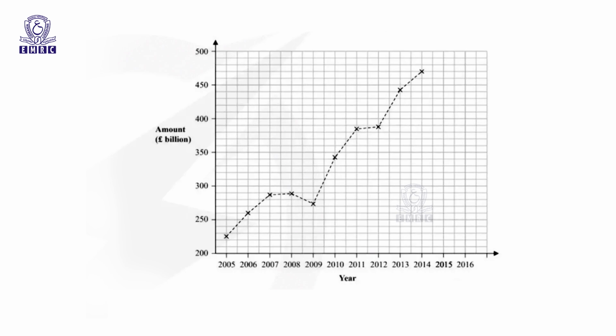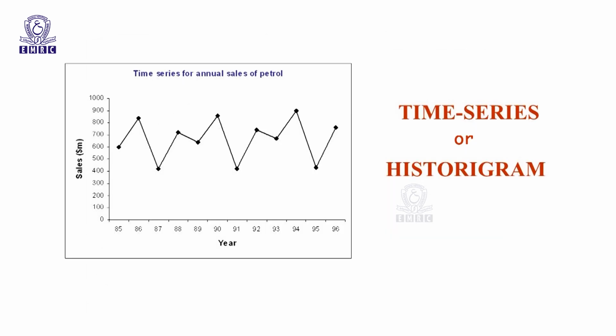Thus, a graph of time series is prepared to show the values of one or more variables over a period of time. This type of graph is also termed a time graph or a histogram. Because history is represented graphically, these graphs are helpful in studying the changes over a period of time and in forecasting.